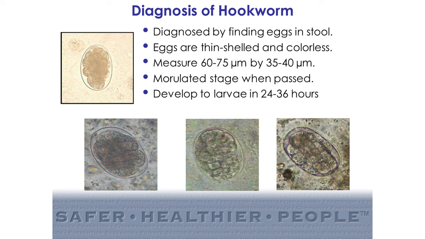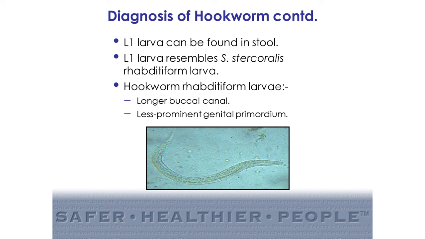The eggs are in the morula stage when passed, and within 24 to 36 hours will develop into a larva. The first larval stage of hookworms can be found in stool. They resemble Strongyloides larvae, from which they need to be differentiated. Differentiation is not difficult. Hookworm larvae have a longer buccal canal and a less prominent genital primordium.